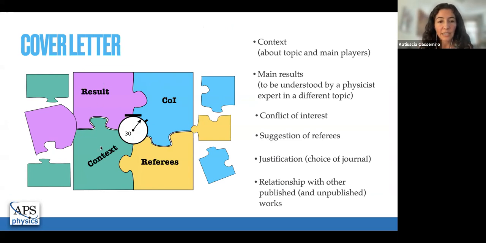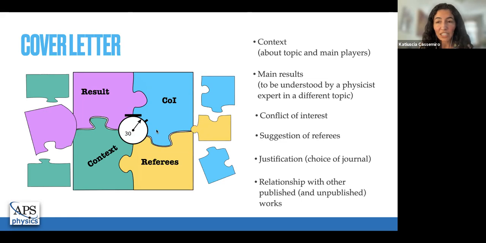And what is the idea here? Think the following: you're about to submit your paper, you should be happy. So let's say you get in the elevator with your friend, a colleague that is a physicist, but doesn't work in the same field as you.